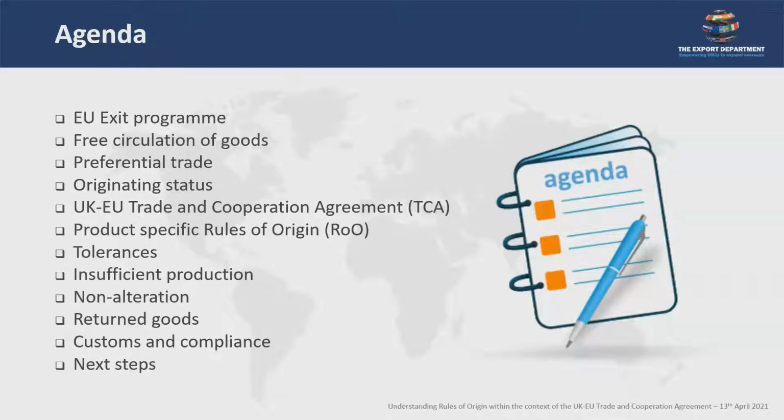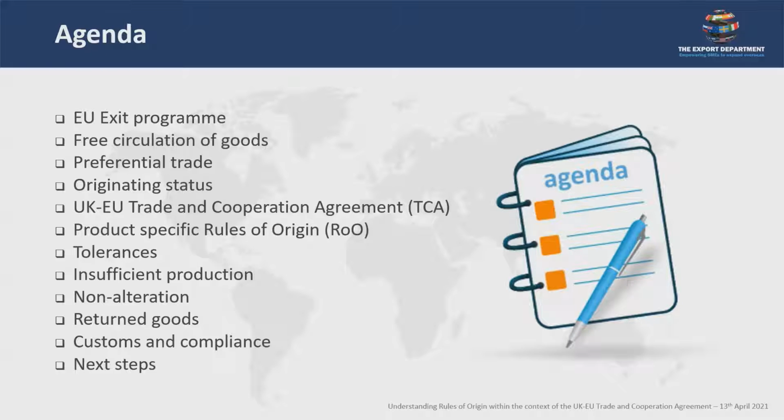we'll just have a quick run through of the agenda. As always, I'll mention the EU Exit Programme and how you can sign up to it if you've not already taken advantage of some of what we're delivering. We'll talk a little bit about free circulation of goods and what that afforded us when we were part of the single market and the EU Customs Union, and the difference now that we're out of that. We'll talk a bit about preferential trade to set the scene, and what preferential trade means.